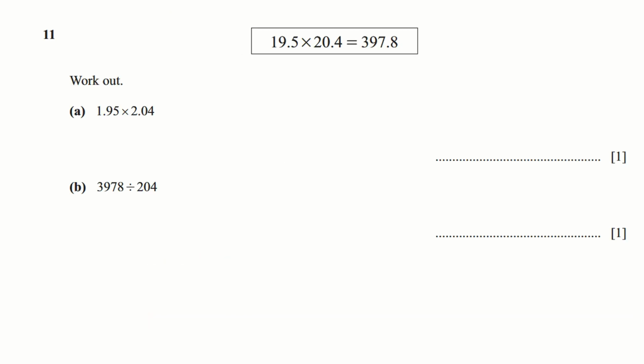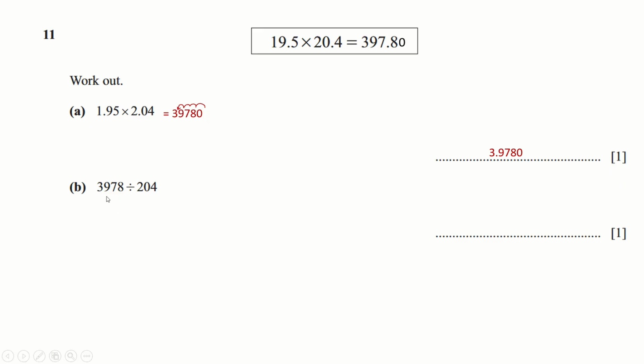Number 11, work out 19. This one. So first of all, they give us this equation already. So we just have to reorder the decimal places. Now we know that there are 2 decimal places to move forward, which means that there is 0 behind it. Later, we just have to move 4 decimal places forward. So it's going to be 3.978.